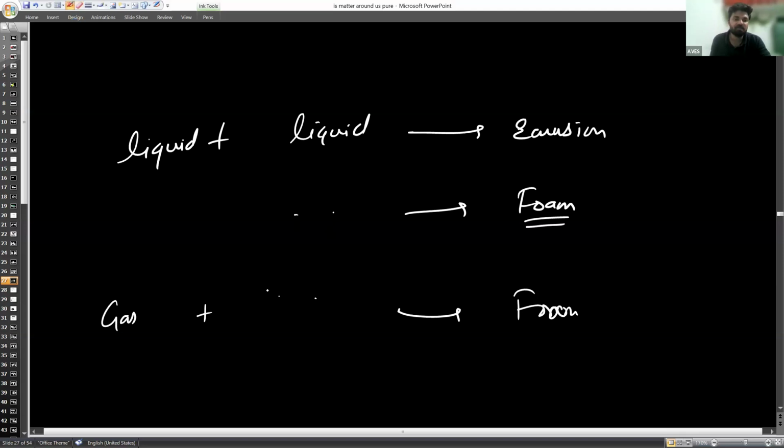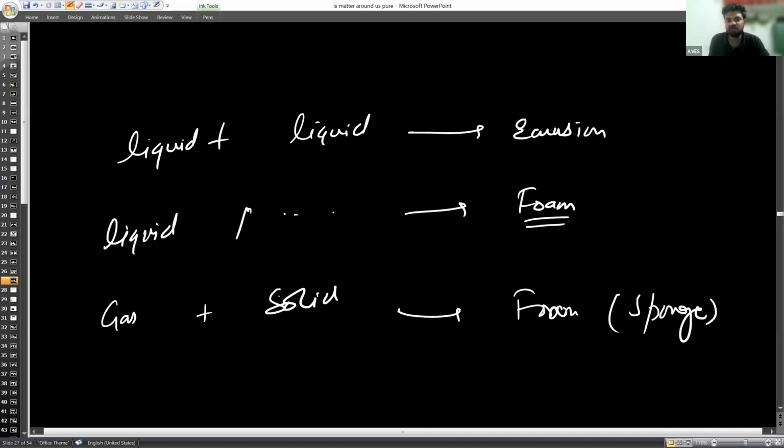So gas dissolved in solid is like a sponge. And we call sponge also a foam. And when liquid is dissolved in solid, this is also a foam, like we can have shaving cream. Okay, so please start copying it from here.